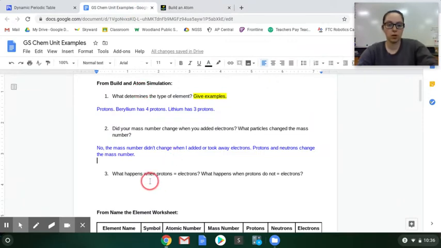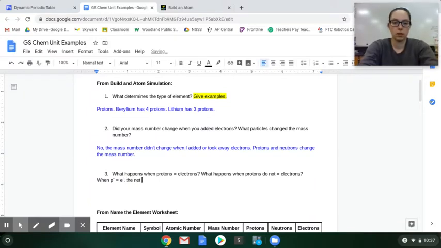Okay, so there we go. When protons equals electrons, the net charge equals 0. Okay, there's the first part of my question. Done.